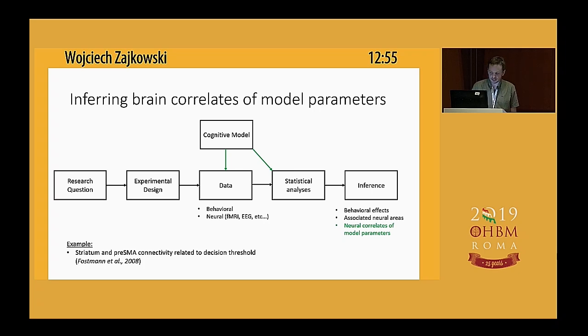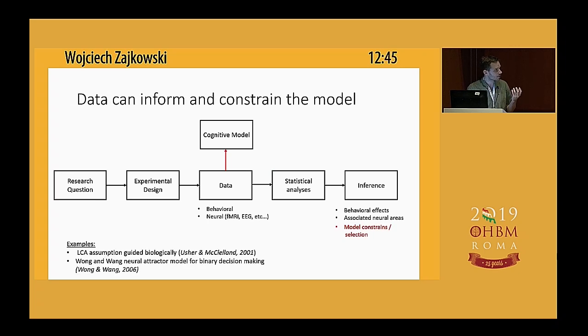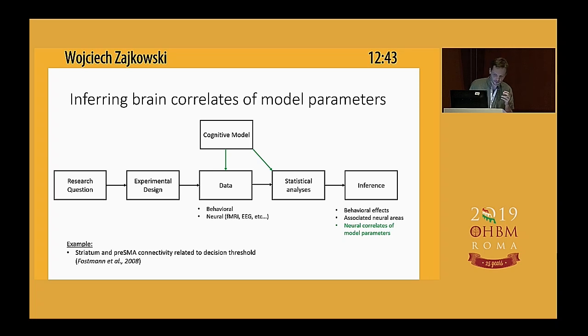Then they correlated the behavioral parameters with the neural data to find neural correlates of threshold. What they were able to show is that people dynamically adjust the threshold by the connectivity between the striatum and the pre-SMA, where the striatum disinhibits pre-SMA, and that's how threshold is adjusted. So as you can see, it's a far more meaningful inference, because we can say something about the underlying neural mechanism which drives the changes in behavior that we can observe.